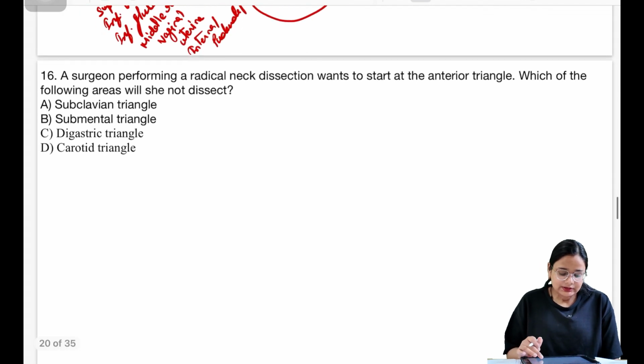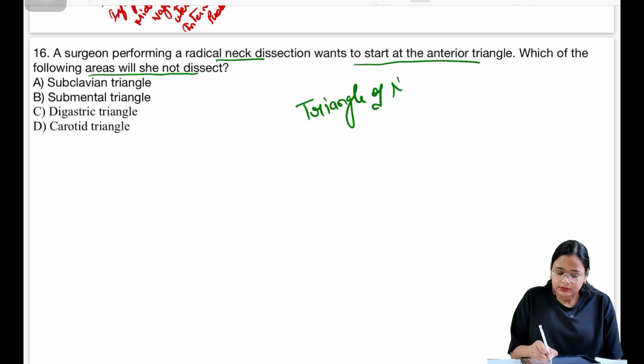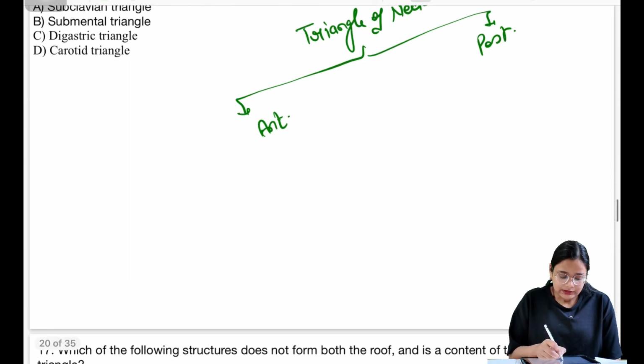Next question is, a surgeon performing a radical neck dissection starting at the anterior triangle, which of the following will not be dissected? So for this you need to remember the triangles of the neck. Neck triangles are divided into two major parts, anterior triangle and posterior triangle. The anterior triangle has four subdivisions.